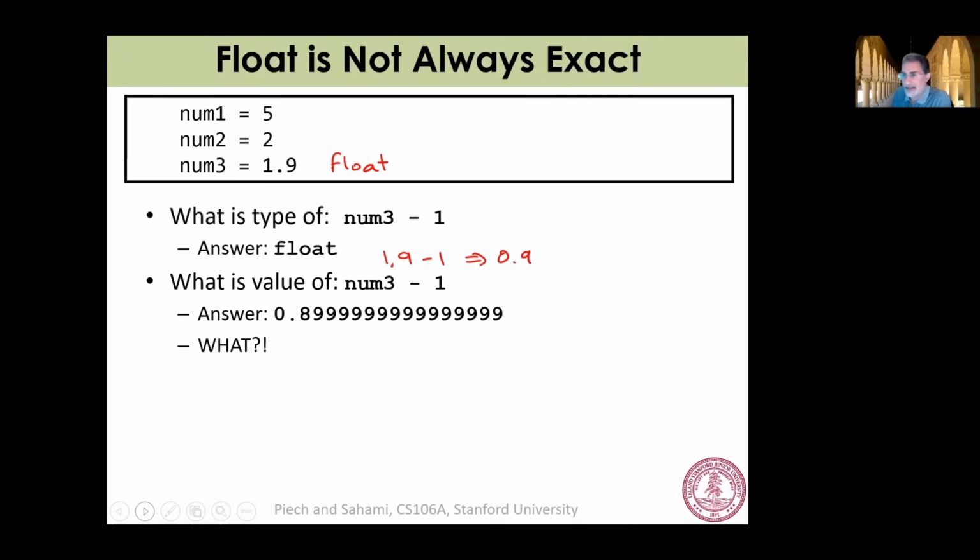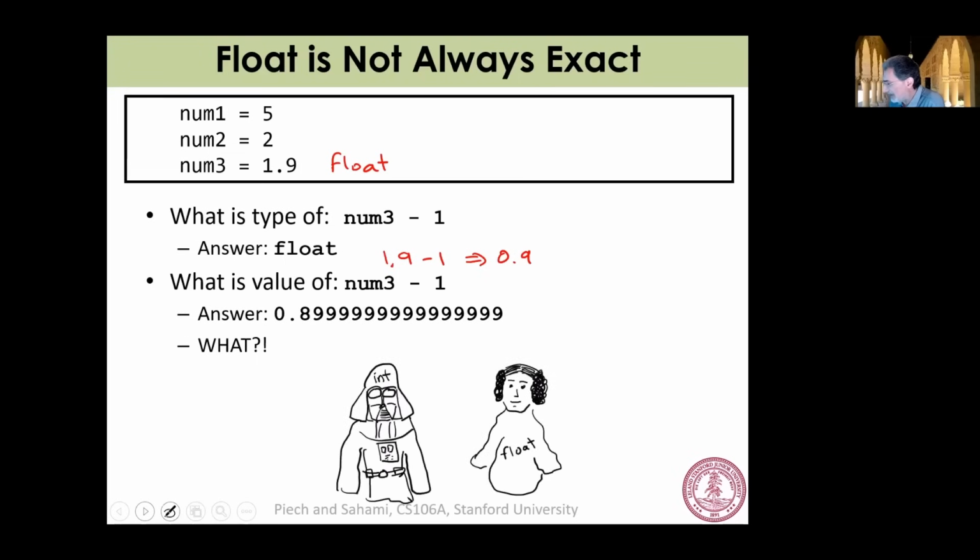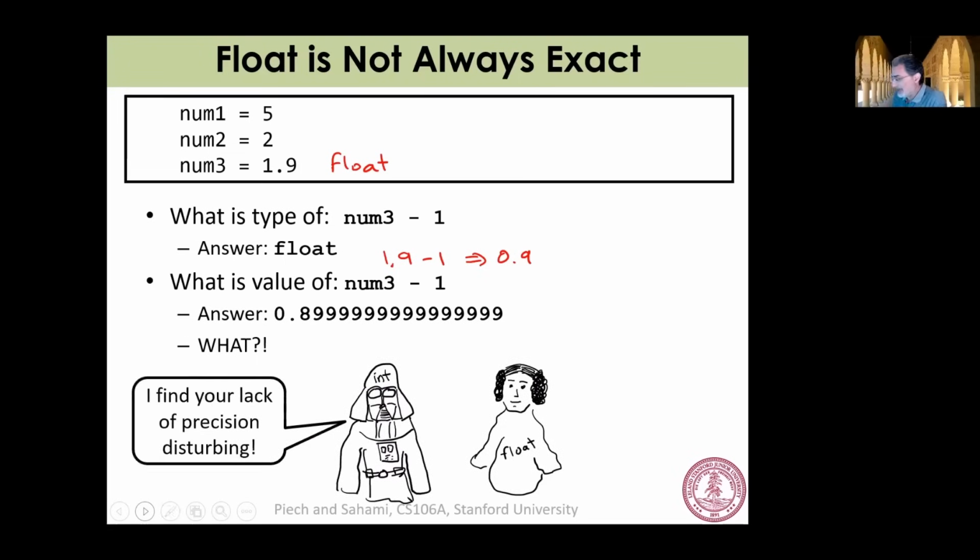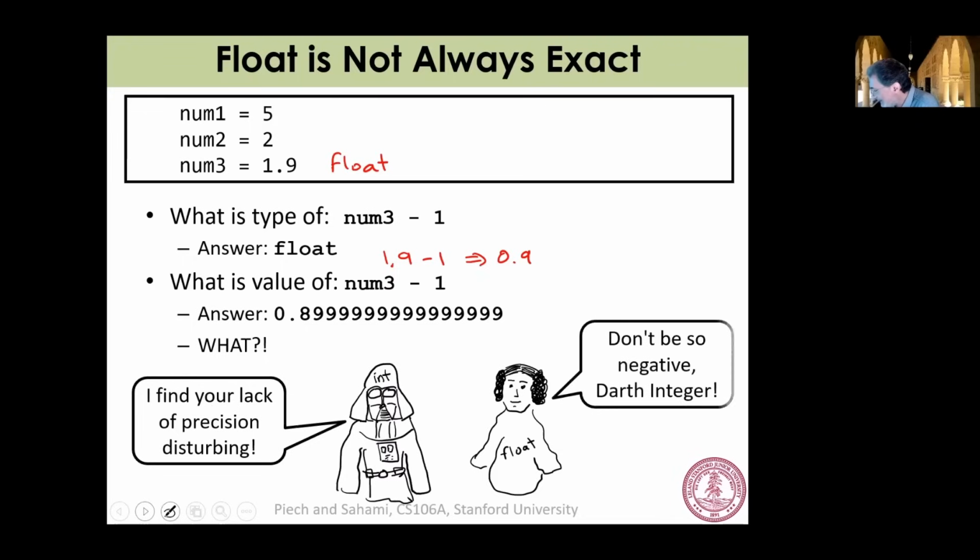The way I like to think about it, when you're up late at night drawing pictures and you realize you don't really have much art talent, is you get something like this. There's our friend, Darth Integer. And Darth Integer comes along and says, I find your lack of precision disturbing. And here's Princess Leia, who's a happy float, and says, don't be so negative, Darth Integer. Get it? Negative, Darth Integer. Yeah, I know. It's probably just not that funny. It's a pretty bad joke. It's not as bad as what Disney did to the Star Wars franchise, but it's still pretty bad. All right, let's move on.